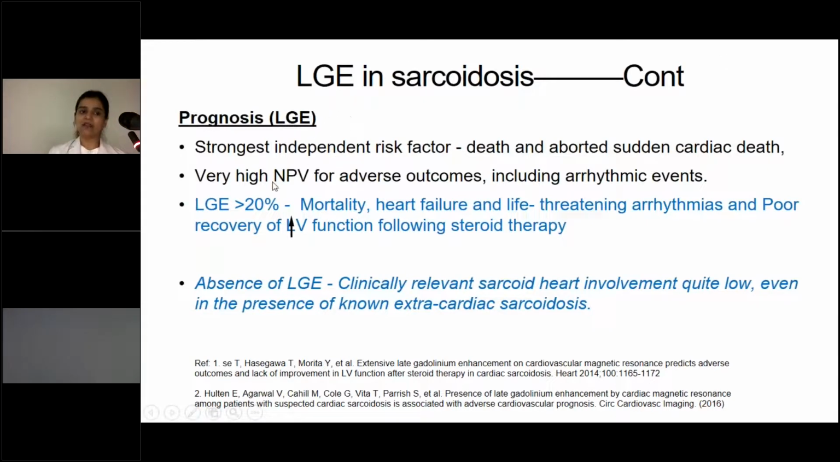Late gadolinium enhancement has a very high negative predictive value for adverse outcomes, including arrhythmic events, such that even in the presence of known extracardiac sarcoidosis, with the absence of late gadolinium enhancement, the possibility of clinically relevant sarcoid heart involvement is quite low. On the other hand, according to a certain study, involvement of more than 20% of the left ventricular mass with late gadolinium enhancement suggests increased risk of mortality, heart failure, and life-threatening arrhythmias in such patients, and poor recovery of LV function following steroid therapy.